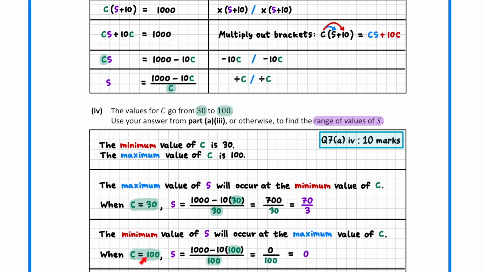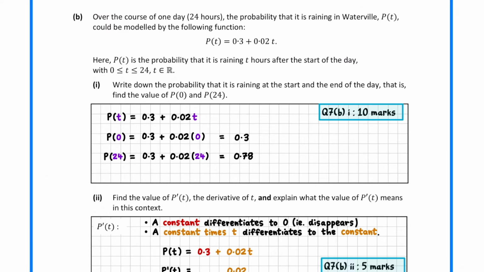When we sub in c equals 100, s comes out as 0. Hence, s ranges from 0 to 70 over 3. In part B, we have a function, p of t, which tells us the probability it is raining t hours after the start of the day.